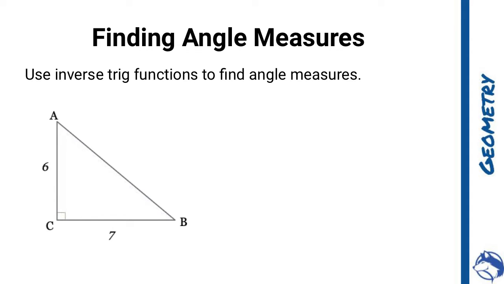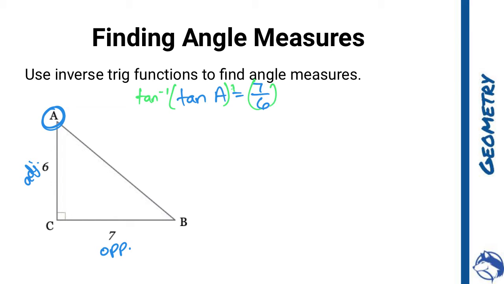Alright, so we are going to use inverse trig functions to find our angle measures. So if I look at A, say I want to solve for A first, this is my opposite and this one's my adjacent. So I can use the tangent of A and set that equal to my opposite over adjacent here. At this point, since I don't know what A is, I need to take the inverse tangent of the left side and the inverse tangent of the right side.